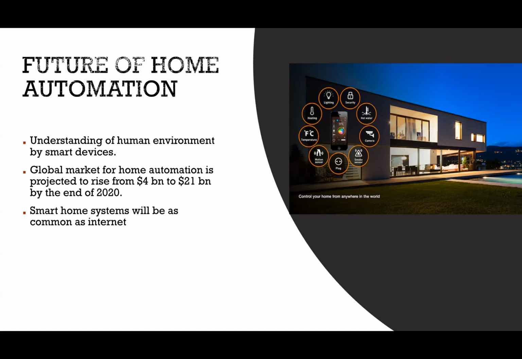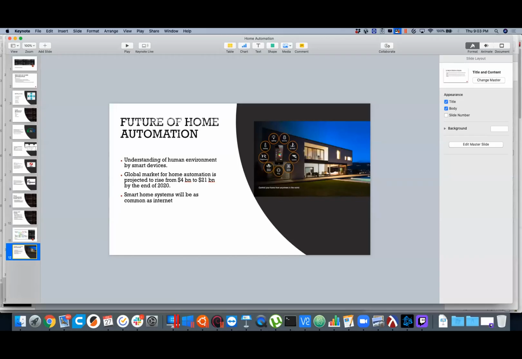According to a research, the global market for home automation is projected to rise from 4 billion to 21 billion by the end of 2020. In the near future, smart homes will become as common as the internet today. Otherwise, it will be outdated, just like a home today without internet. That's it. Thank you.